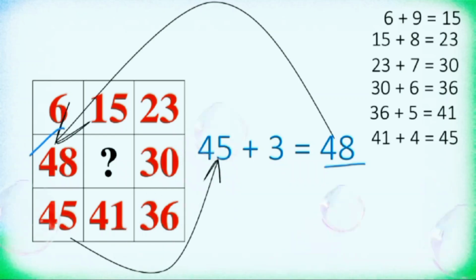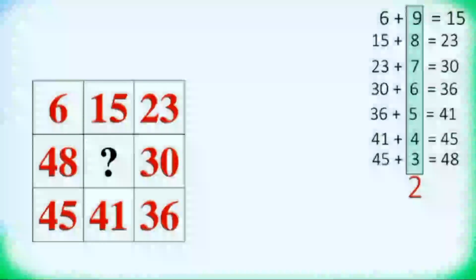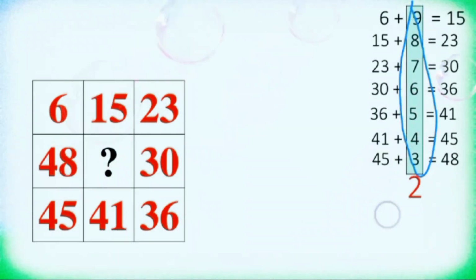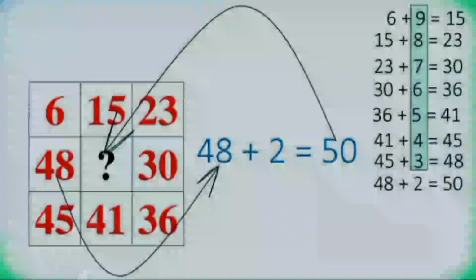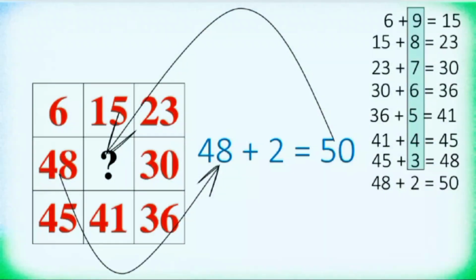Now the turn of 48. By this sequence we can observe that the number which we can add is 2. So the next turn of number 2. Now I am taking the number 48 and adding 2 to the 48. By adding 2 to the 48 we got the number 50, which is our missing number.